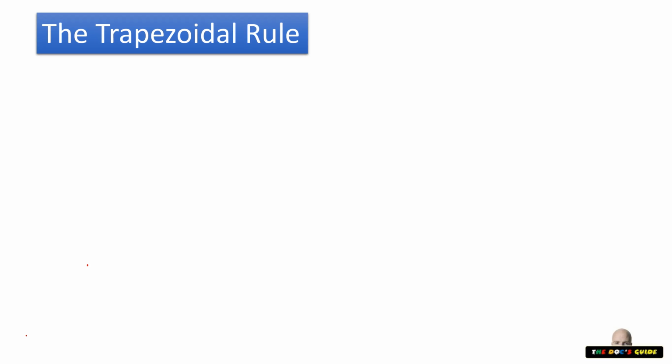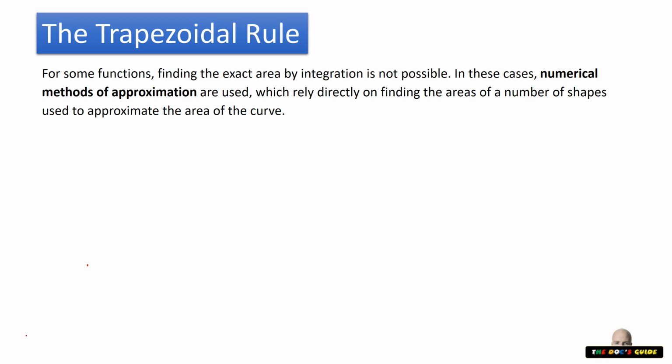Hello mathematicians. We're now going to have a look at something called the trapezoidal rule, which is referred to as a numerical method of integration. And the reason we need numerical methods of integration is simply because even if we know all the algebra, there are some functions for which the exact area by integration is not possible to obtain. So not every function do we have an algebraic rule to be able to integrate.